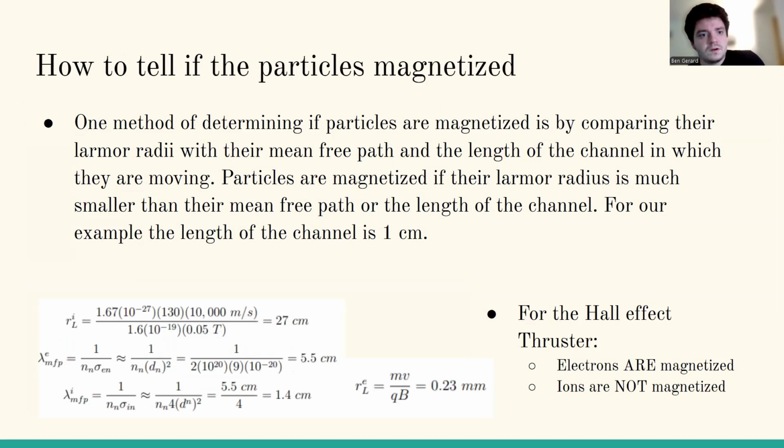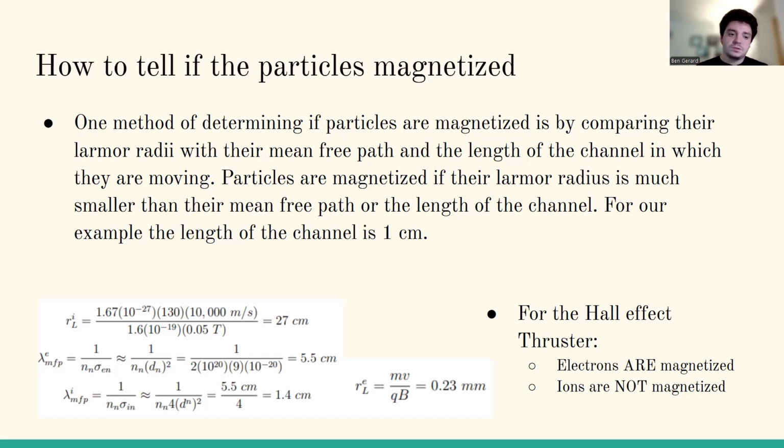Finally, the last thing we're going to go over is how to tell if the electrons and ions in a plasma are magnetized. One method of determining if the particles are magnetized is by comparing their Larmor radius with their mean free path, as well as the length of the channel that the particles are moving in. So when we compare them, we find that particles are magnetized if their Larmor radius is significantly smaller than their mean free path, as well as the length of the channel.